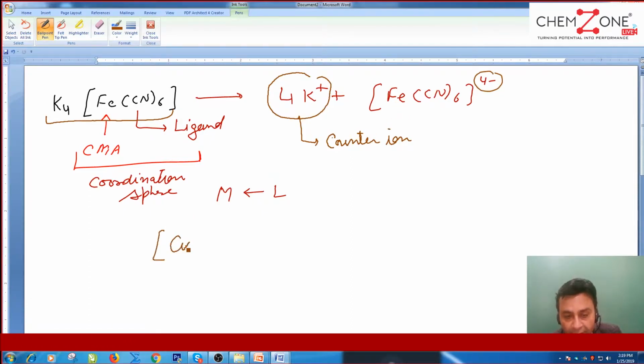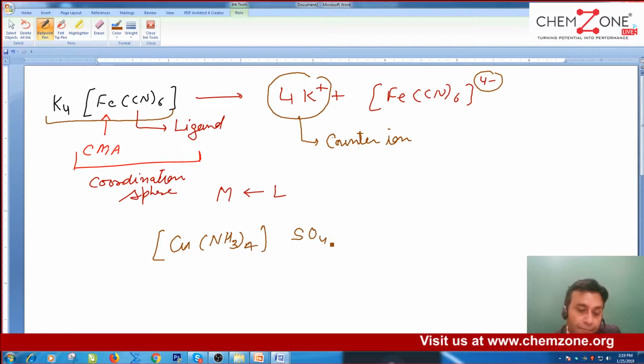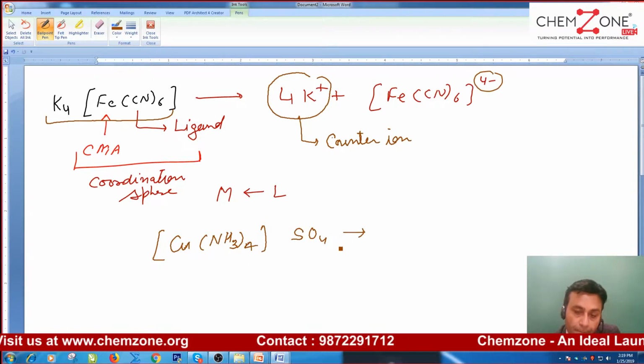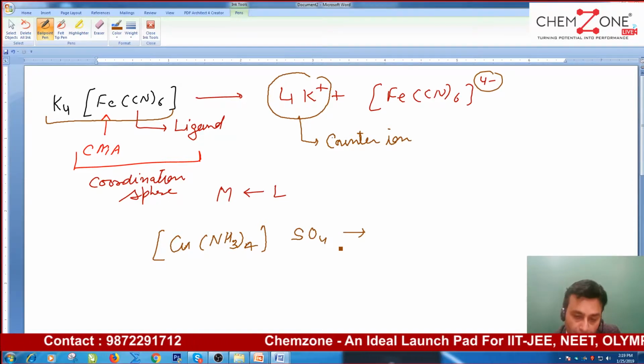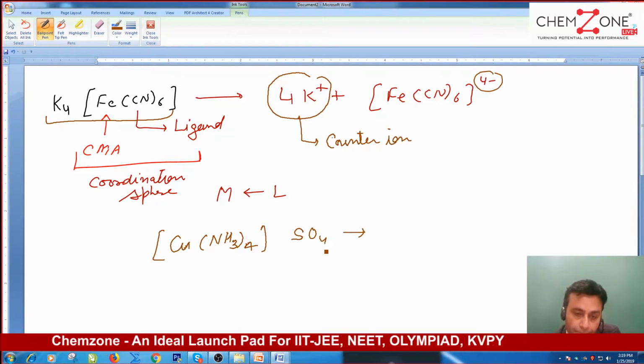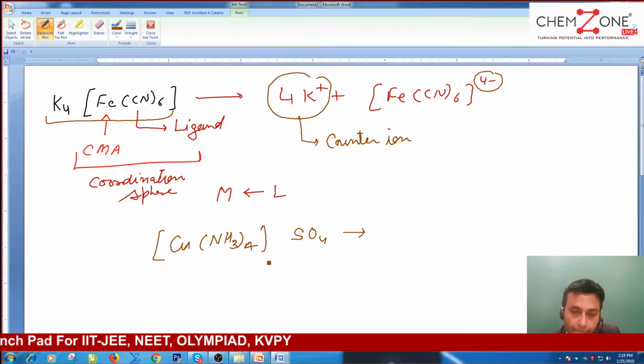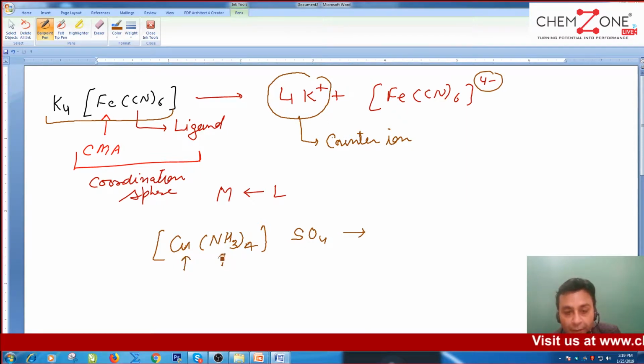In this complex that we were discussing in the question, tell me which is the complex and which is the counter ion. The counter ion is the sulfate ion, and the coordination sphere is of course the thing in square brackets. The central metal atom is copper, Cu, and the ligand is ammonia. This is very good now. It's the central metal atom, it's the ligand, and this is the counter ion.